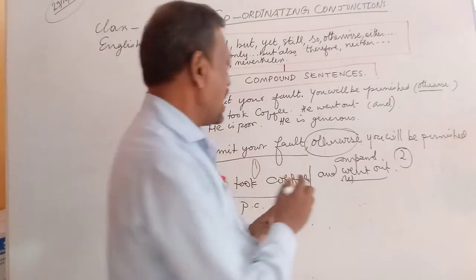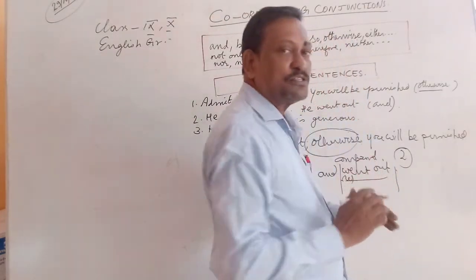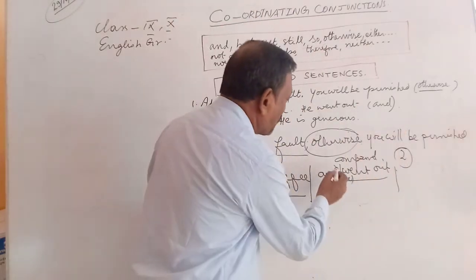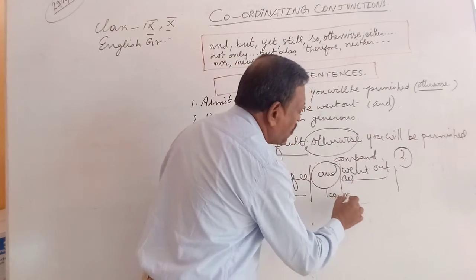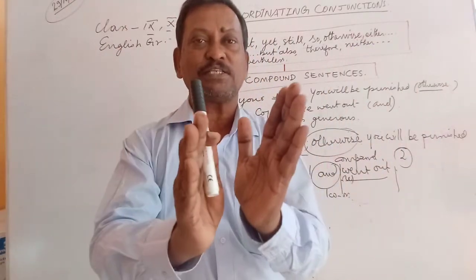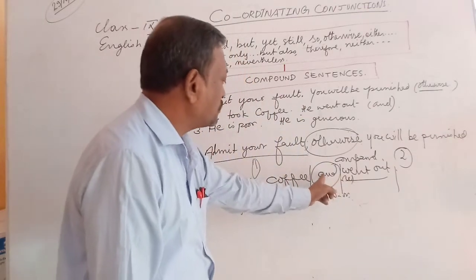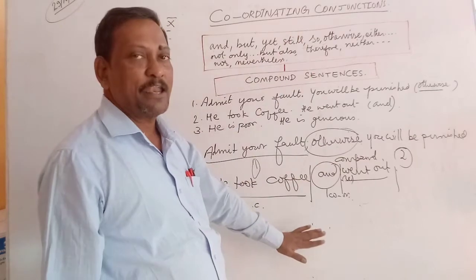He took coffee, and this one, and he went out. Went out is another principal clause. So there are two principal clauses. And what is the connecting conjunction? It is "and", and this is a coordinating conjunction. So two principal clauses are combined together by using one coordinating conjunction. The coordinating conjunction is "and".